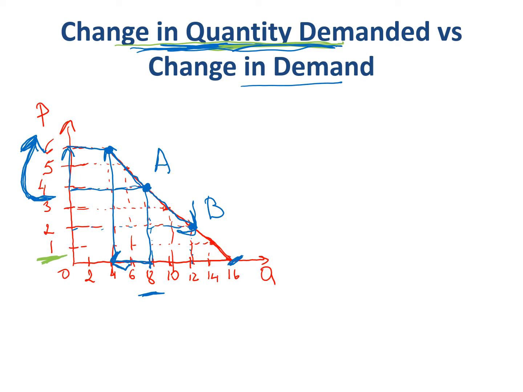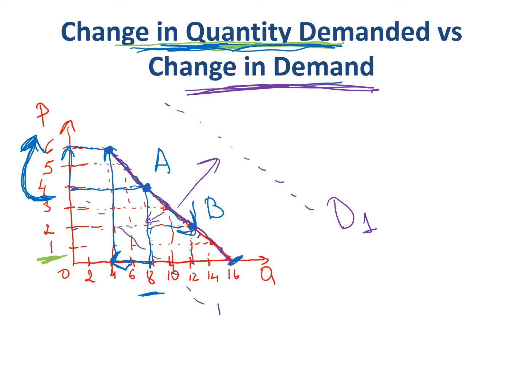Now, if we want to change our demand curve, remember, when I'm talking about demand, I refer to every single point on my graph, so I refer to the entire demand curve. My question is, what do you think? If I want to change the demand curve, what do I need to do? I'll give you 3 seconds to think about it. To change the demand curve, I need to shift my curve up and to the right, or shift my curve down and to the left. This is going to be change in demand.